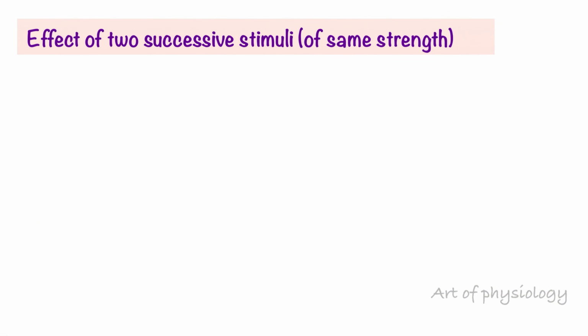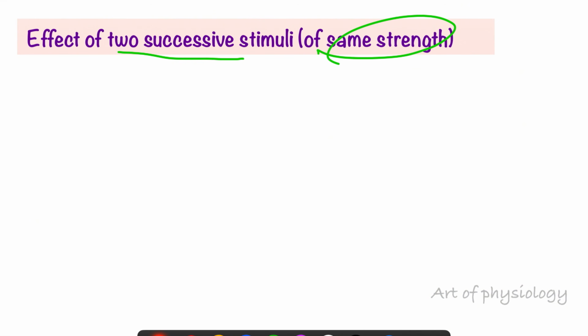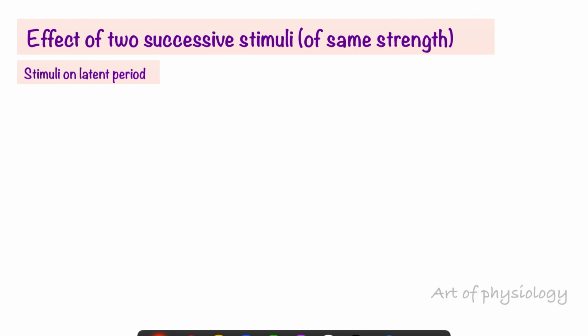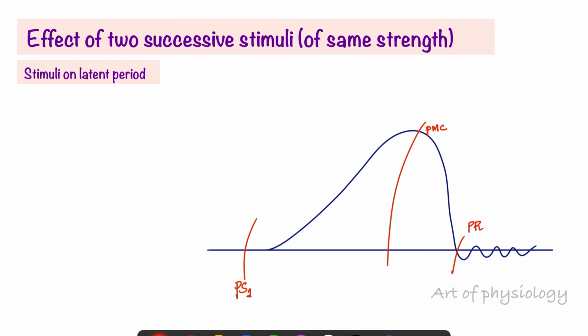Now the third graph: effect of two successive stimuli on muscle contraction. Here we are giving two successive stimuli of the same strength, and we are giving these stimuli during different periods of the graph. First we are giving the stimulus during the latent period of the contraction. So what is happening, we'll see. This is the point where we are giving the first stimulus, and this is the point where we are getting contraction. Then we have the contraction period, then the relaxation period, and the point of maximum contraction.